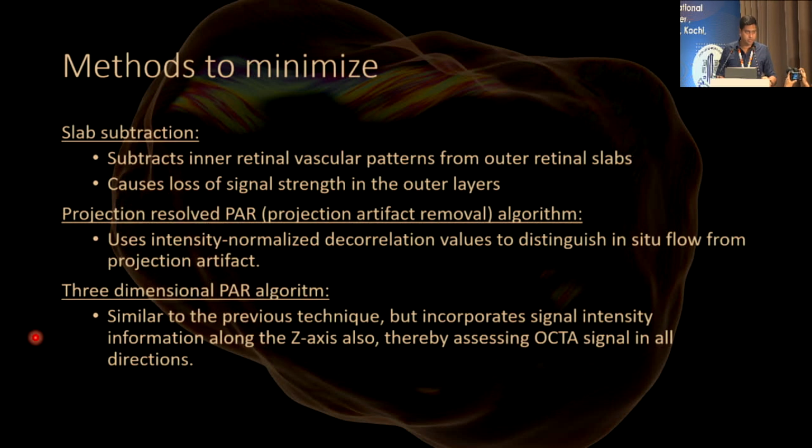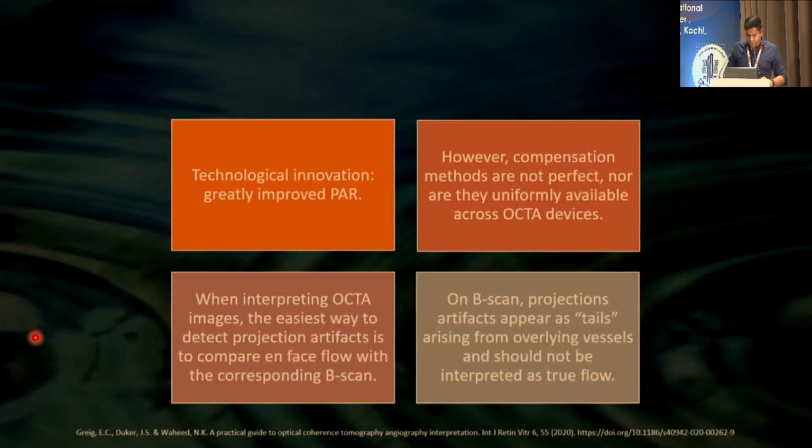I'll not talk in detail about all these things, because it's a very big topic in itself, but these are some methods to know how we can do it. Technological innovation has actually reduced projection artifact a lot, and there are compensation methods, which are not perfect, nor are they very uniform across OCTA devices.